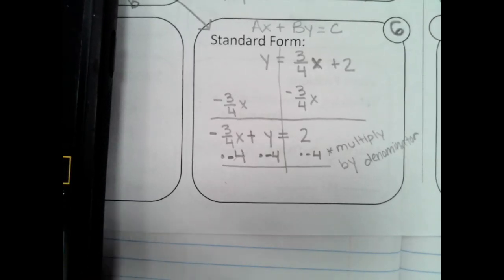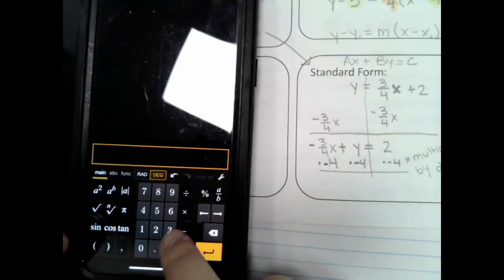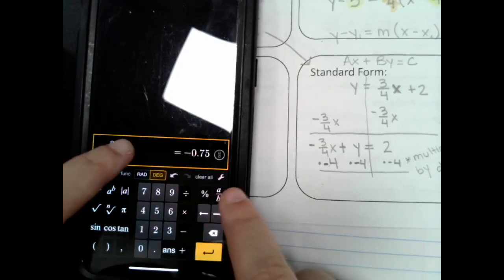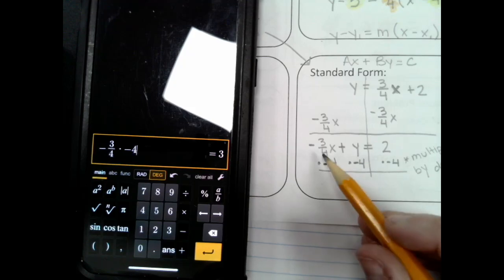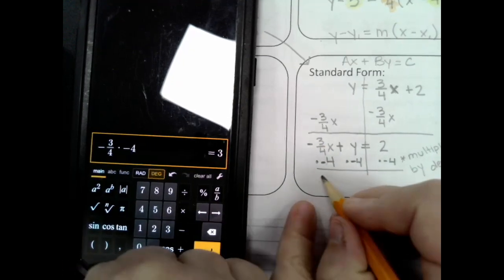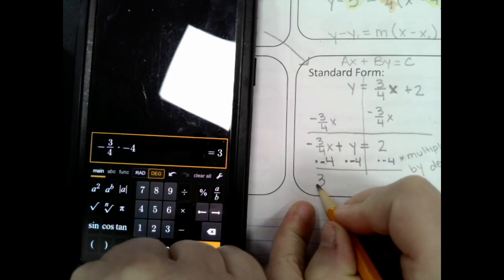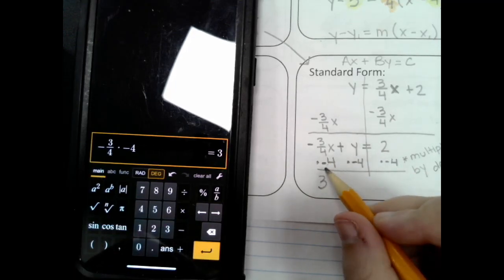Okay. All right, so in my calculator, I'm going to do negative 3/4 times negative 4. And all that should do is get rid of that dividing. I should be left with the numerator. So I'm left with 3. Why is it a positive 3? Yeah, negative times a negative is a positive. So it just gets rid of that dividing, so 3x.